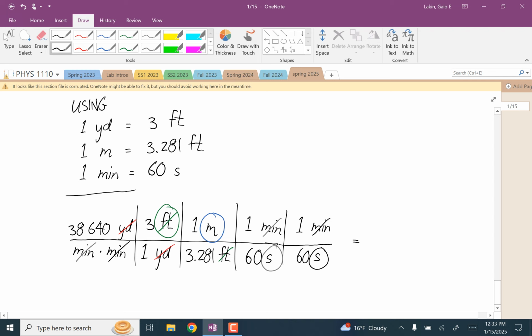And so now you can just multiply this all out: 38,640 times 3 divided by 3.281. Yes? I'm sorry? Yeah, it is. That's right. And yeah, if you multiply these all out and divide by all of these, you get 9.81 meters per second squared.